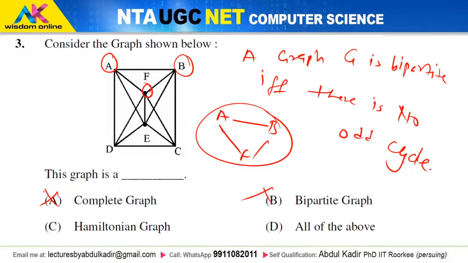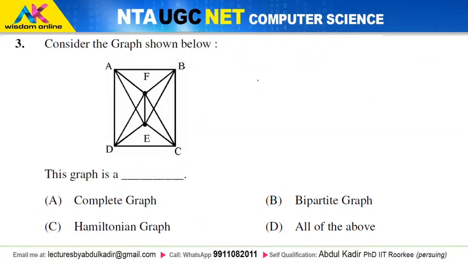It is not a complete graph. Okay. Did you get this point? A graph is bipartite if and only if there is no odd cycle. But in this graph we have odd cycles, like ABF, like DEC, like AED. So we have at least one odd cycle, so we can say that it is not a bipartite graph. So the remaining option is option C. The answer will be Hamiltonian graph. You don't need to check it because it will take a lot of time. You can just directly answer that it is a Hamiltonian graph.